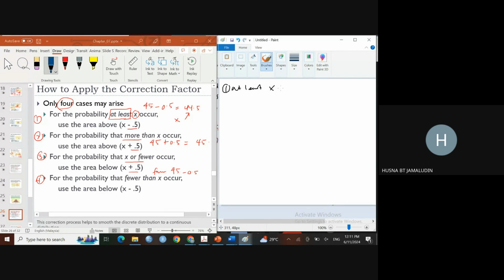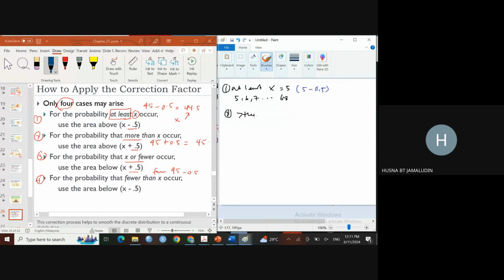Okay, so let's say your X equals 5, and it says at least X, at least 5. The meaning of at least is the minimum, right? So you have 5, 6, 7, until maybe your number is 68 just now. Okay, the second rule. Before that, if you have at least X occur, and your X is 5, you will take 5 minus 0.5.